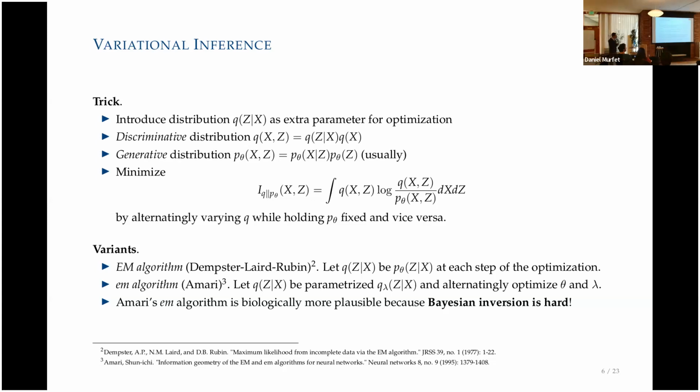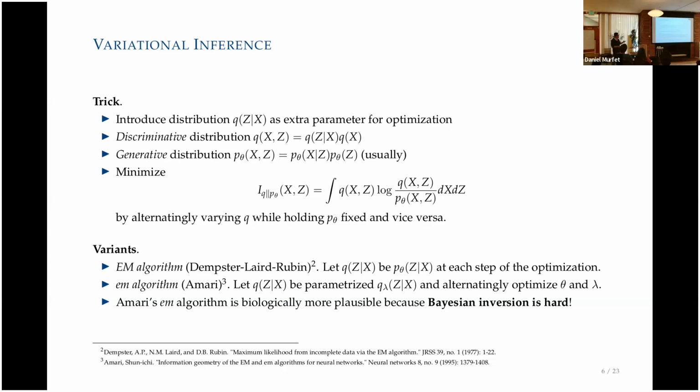Amari is a brilliant guy who does a lot of work in math and neuroscience. It's also called the EM algorithm, but E here stands for exponential and M stands for mixture. And here you let q of z given x be parameterized. You introduce some parameter lambda, and you let q of z given x be some model, and then you optimize between lambda and theta.